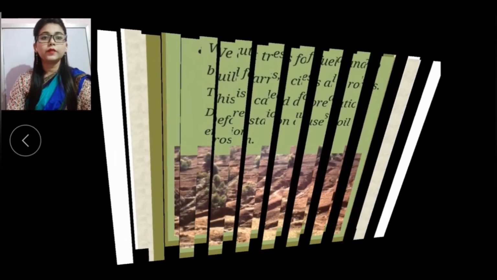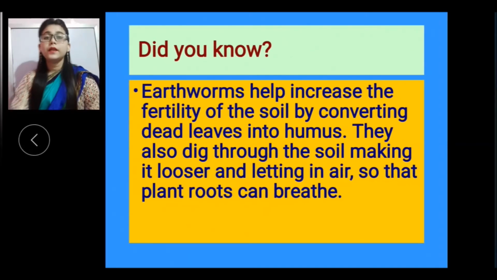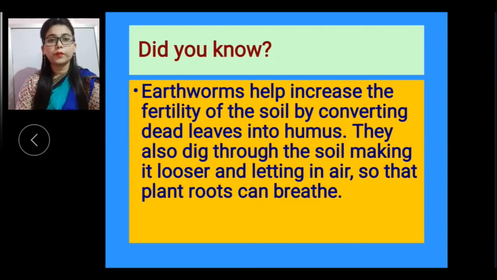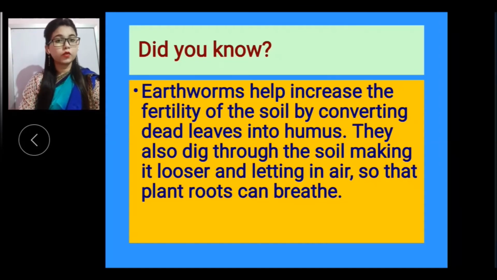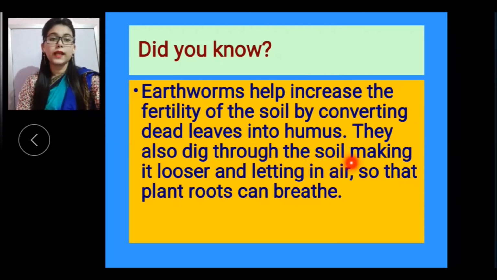Now let's move further and see, did you know. Now let's read did you know. Earthworms help increase the fertility of the soil by converting dead leaves into humus. So earthworms also play a main role to increase the fertility of soil. How? They convert the dead leaves into humus, and humus is very important to make the soil fertile. They also dig through the soil, making it looser and letting in air so that plant roots can breathe.